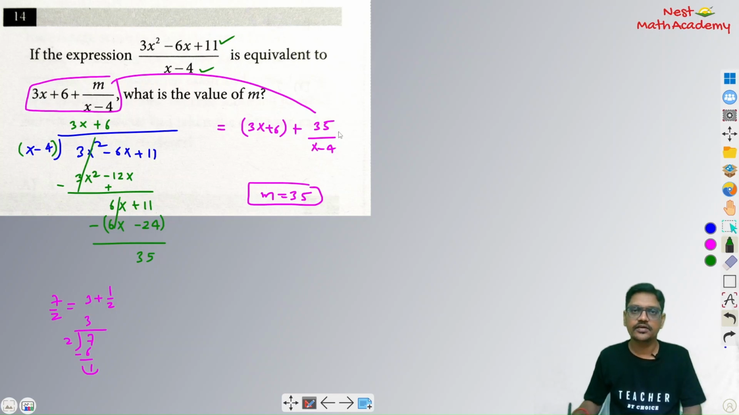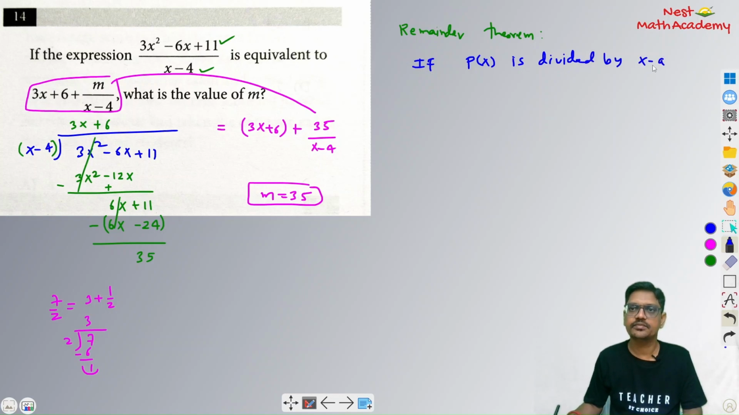So the other method I was talking about is we can use a statement called the remainder theorem. What is that? The statement says that if a polynomial p of x is divided by a linear factor x minus a, then p of a is the remainder.